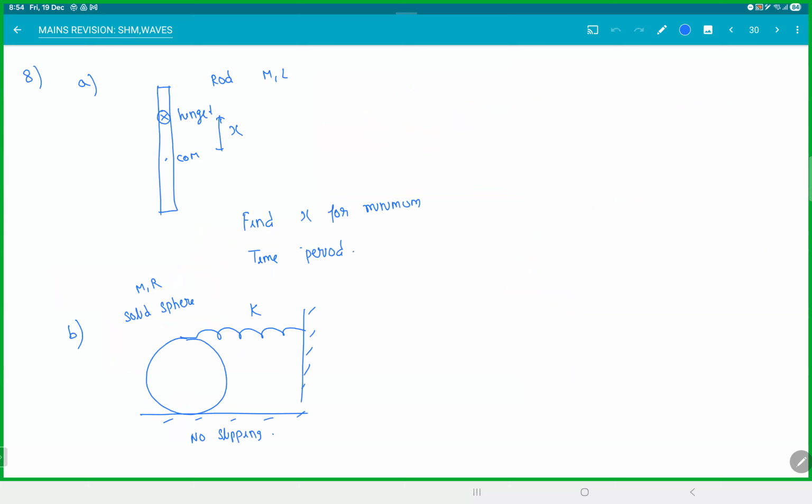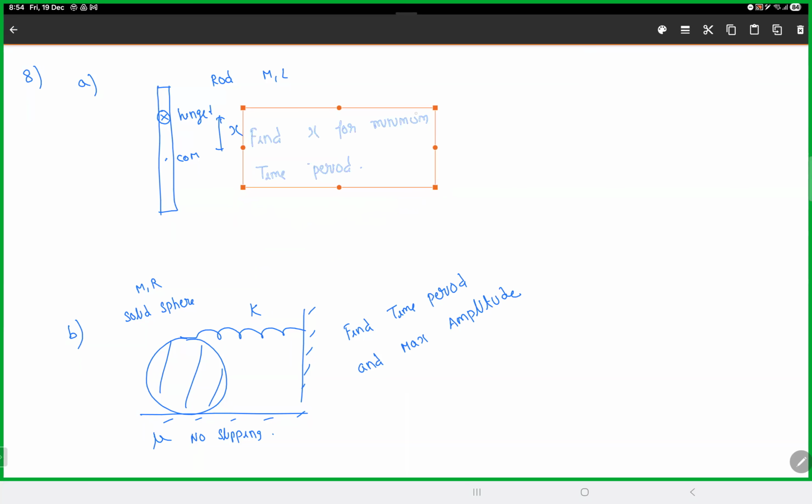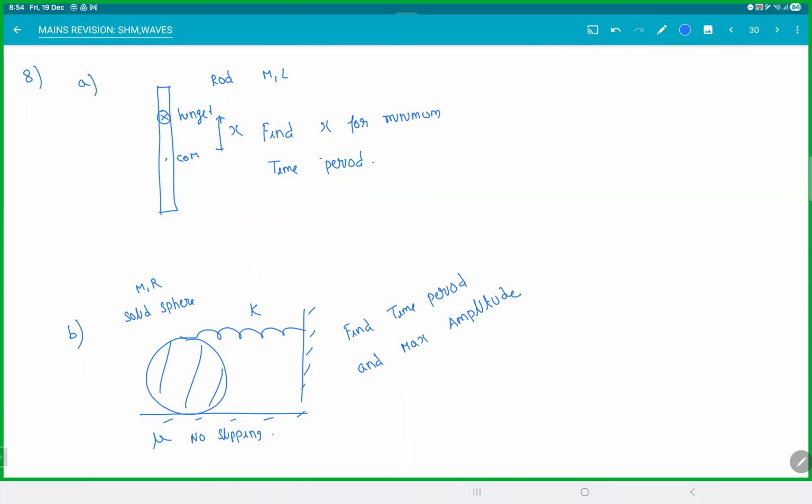Let's get this thing. We have a rod hinged at a distance x. Find x for minimum time period. We have a solid sphere, spring at the top. Find the time period. So for this thing, I can ask you find time period and find maximum amplitude. Coefficient of friction is mu. So a rod is hinged at a distance x from the center of mass. Find the hinge x for the minimum time period. That's a decent main circle question.